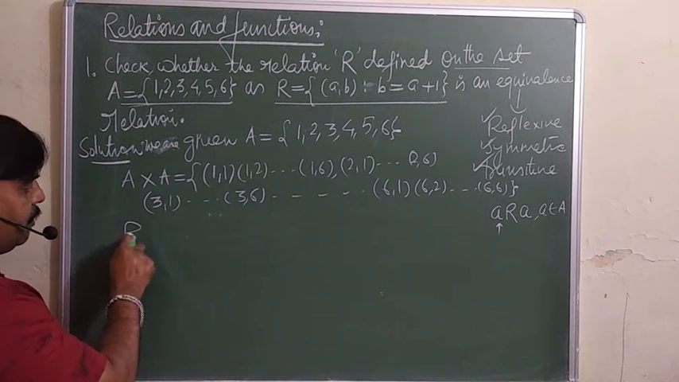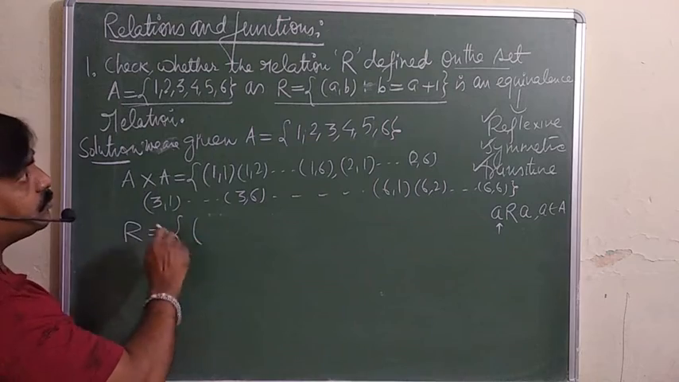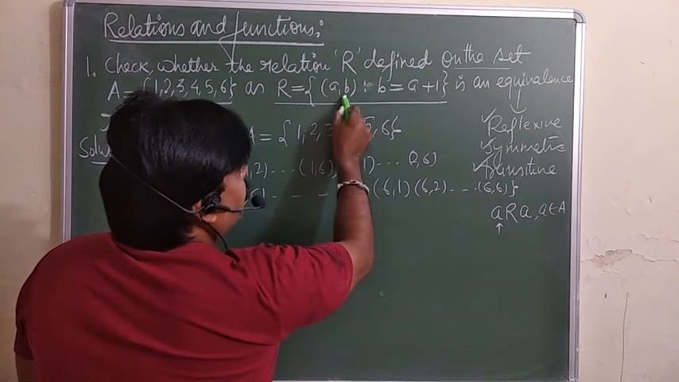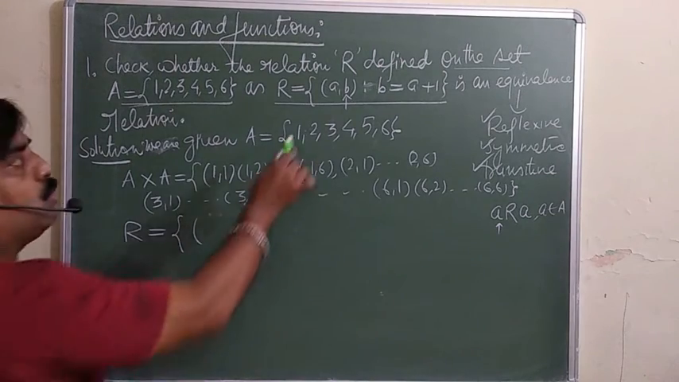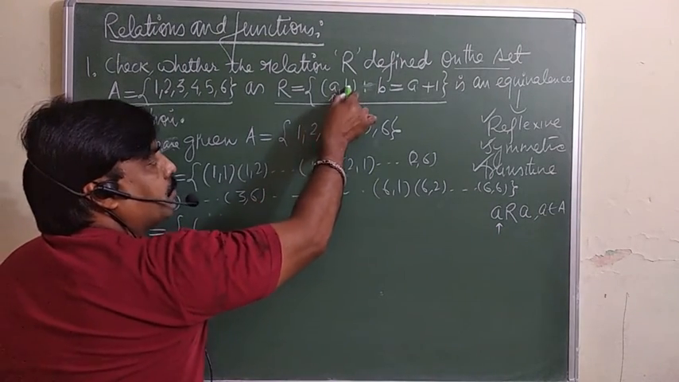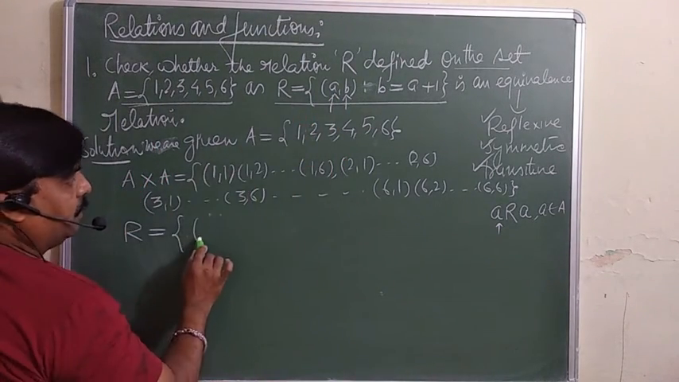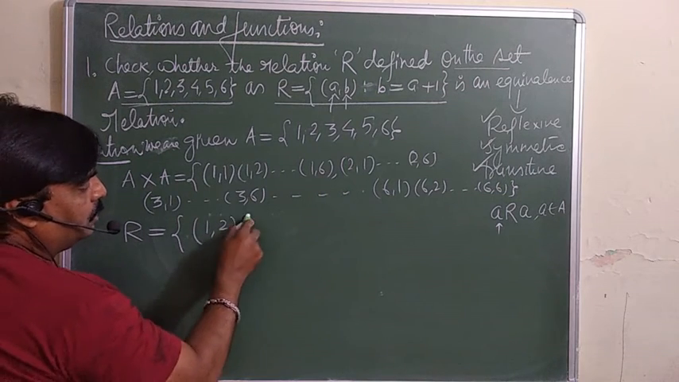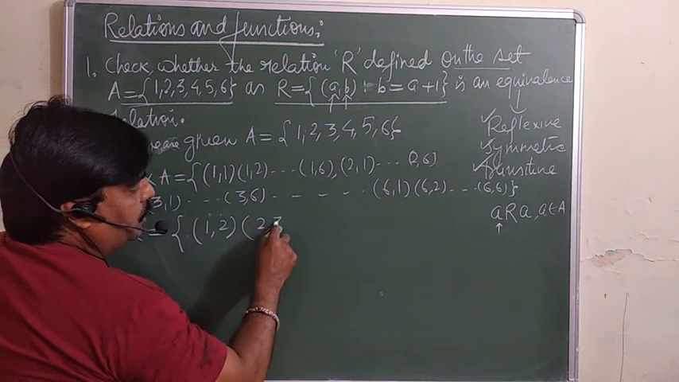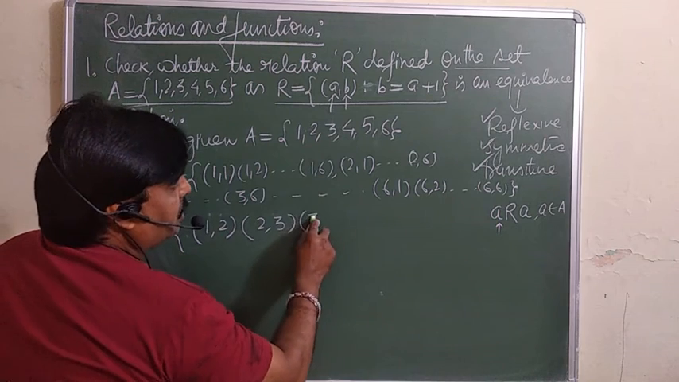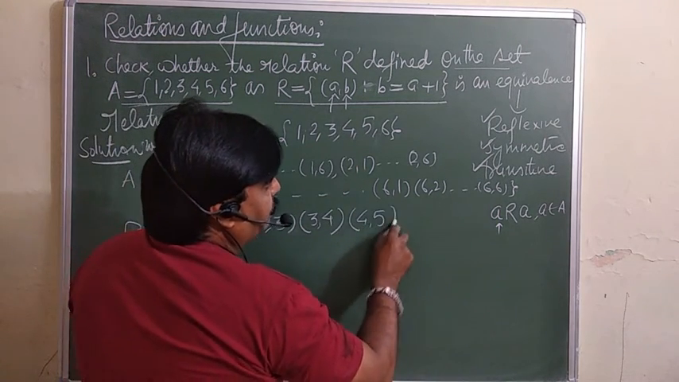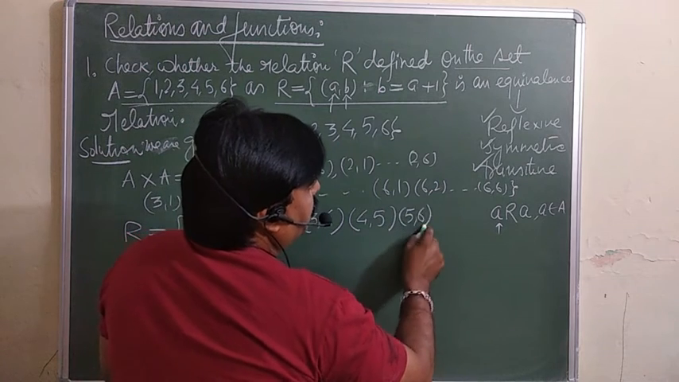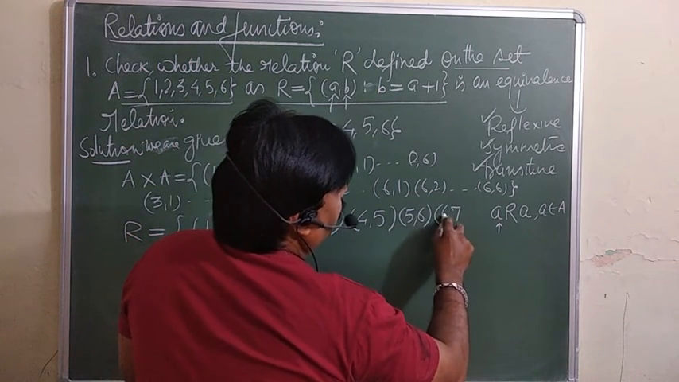So first of all, what will be in R? It says that b, the second component, should be equal to a plus 1. Whatever a is, b should be a plus 1. So suppose a is 1, b will be 2. a is 2, b will be 3. a is 3, b will be 4. a is 4, b will be 5. a is 5, b will be 6. If a is 6, b will be 7.